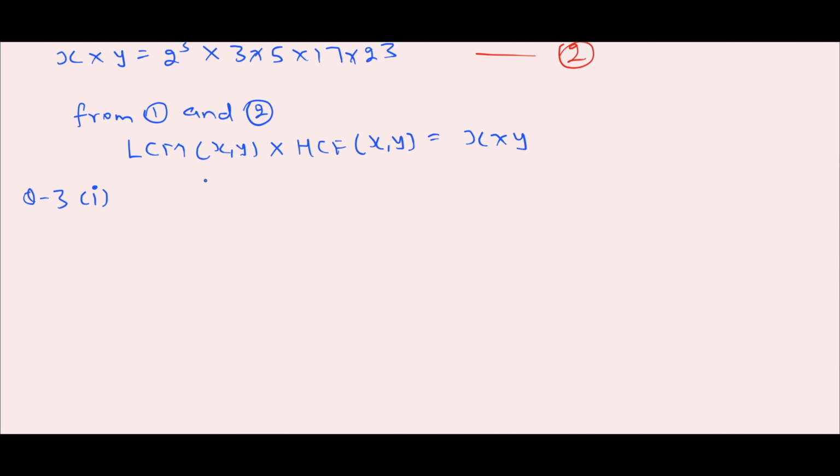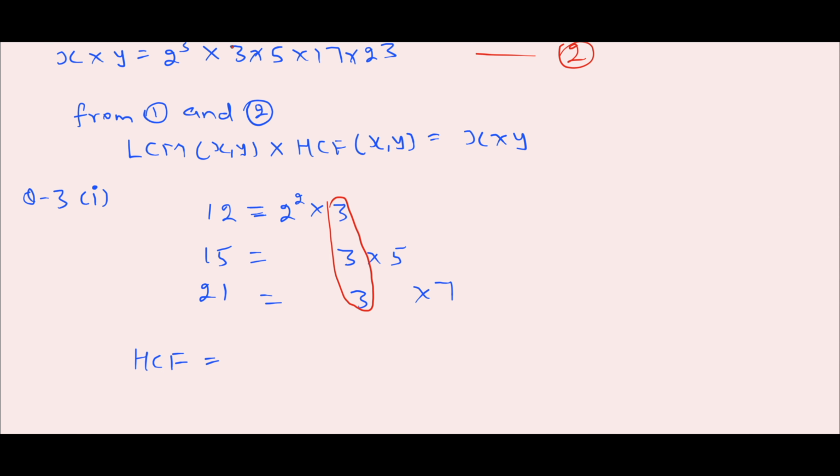So question number 3, part 1, we have to find out the LCM and SCF of 12, 15 and 21. So 12 we know is 3 times 4, and 4 can be written as 2 square, so 12 is 2 square times 3. 15 is 3 times 5 and 21 is 3 times 7. Now let us find the SCF, which is the product of the smallest power of the common prime numbers present in all the numbers. Only 3 is present in all of them and it has the same power 1. So SCF will be 3.